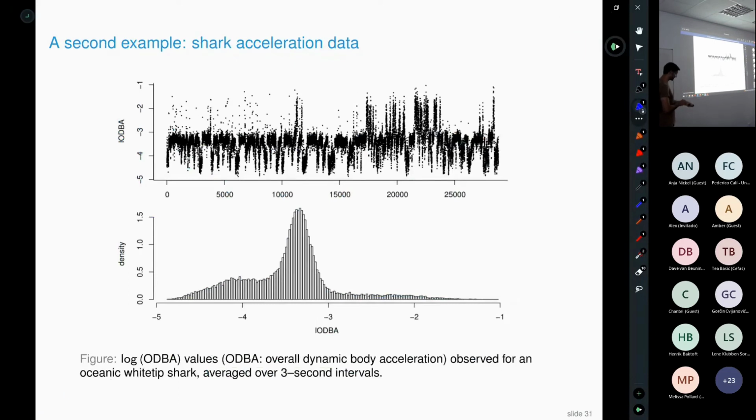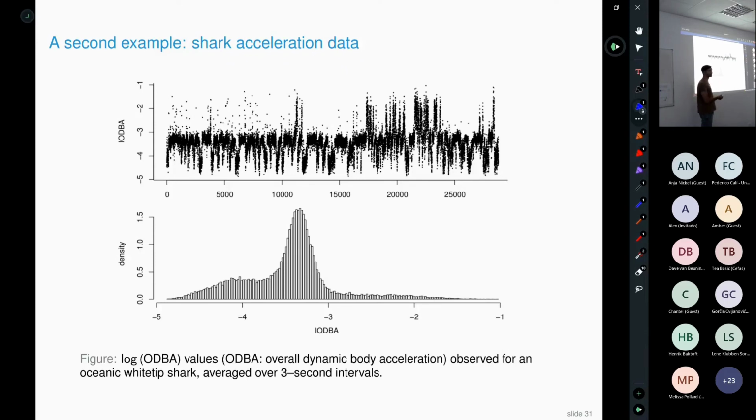Just a second example, I wanted to have at least one fish in here, so there's some shark acceleration data here, and also to showcase that it's not always steps and turns, right? We can also look at acceleration data, for example. So this is acceleration data collected for an oceanic white-tip shark, and what we have here is the overall dynamic body acceleration observed over time, and the resolution is 3-second intervals. So this data has already been downsampled. I think the actual resolution was 25 Hertz, 25 observations per second, and it was downsampled by a factor of 75 to 3-second intervals. Simply because if you look at this, there's so much information in there, you don't need a higher resolution than that.